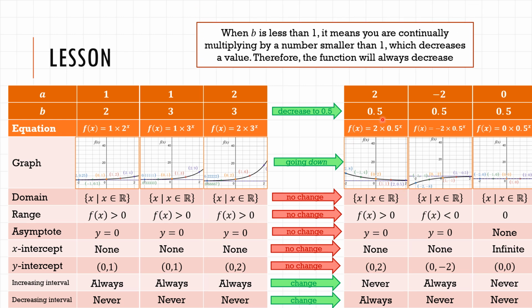And so when the growth factor b is less than 1, what does that mean? That means that whenever x increases, we're multiplying by a small number, a number that's smaller than 1. And whenever you multiply a number by a number that's smaller than 1, it decreases your value. And therefore, as x increases, the y values are continually decreasing because they're getting half as big each time.